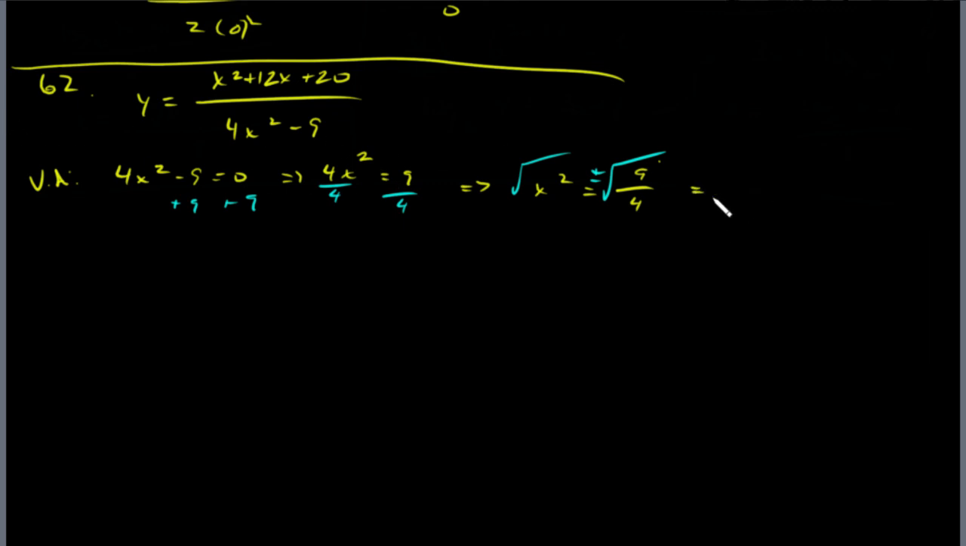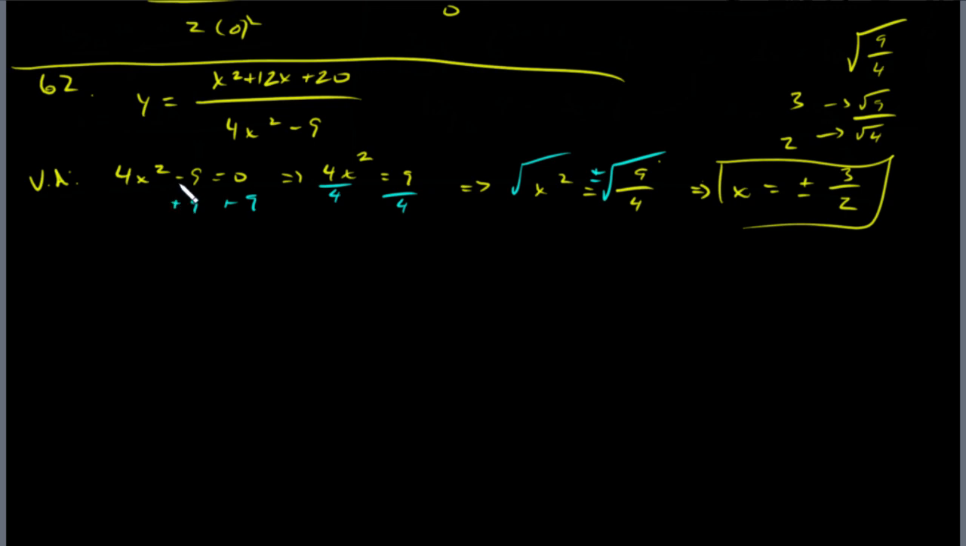And a lot of students will want to leave it like this, as x equals plus or minus the square root of 9 over 4. But you can apply the square root to the top and the bottom. So you've got square root of 9 over the square root of 4, and that is 3, and this is 2. So it's 3 over 2. All right, so there is your vertical asymptote. You have two of them, one at x equals positive 3 halves and one at x equals negative 3 halves.